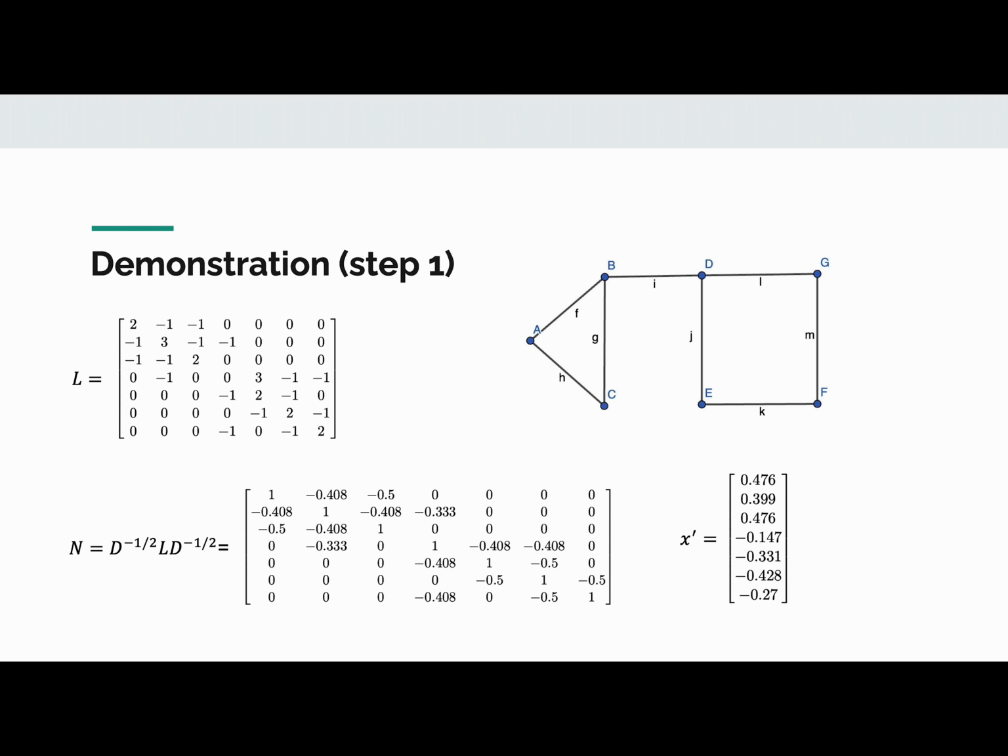Next, we demonstrate how our algorithm would work on the graph on the right side. For step 1, we first need to find the Laplacian matrix, which is matrix L. Then we find the normalized Laplacian matrix N using the diagonal values of the original Laplacian matrix. The idea is to normalize each row and column using the same weights so that the diagonal entries of the normalized Laplacian are all 1. Then we find the eigenvector of the smallest non-zero eigenvalue of N, which is the column vector in the middle of the screen. This will be the vector x prime.